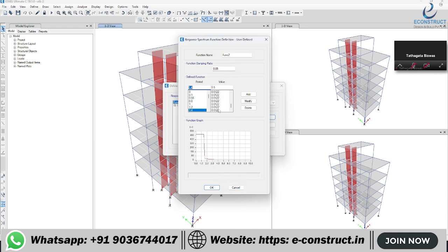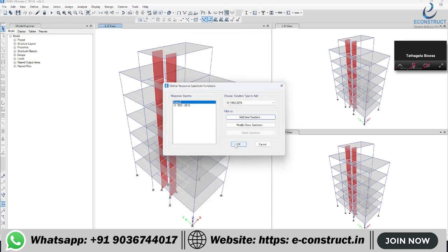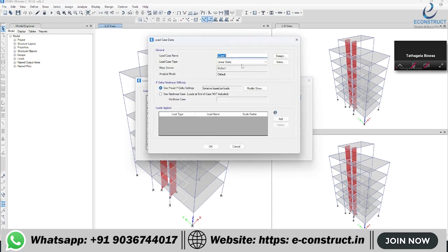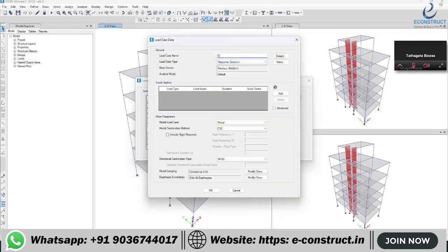Once you are done with this, you can make it okay. Then go to the load cases and create a new load case with the response spectrum, and this would become spec z. Add a new function acceleration and make it U3. U1 and U2 you have already done for spec x and spec y, so it would be U3 and the function would be fz, and the scale factor would be as simple as g. This is always g, since you have put the entire thing in the function, so it would be only g.